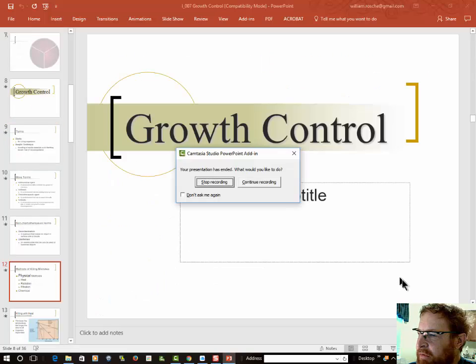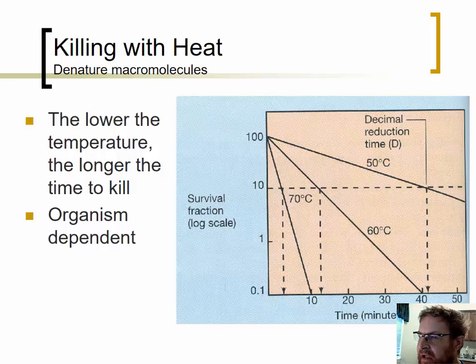Okay, we can divide the killing into a few different forms, either physical forms or chemical forms. The physical forms include heat, radiation, and filtration. The first of our methods for killing is with heat. Heat in general is a very easy way to kill things, and we'll be able to use it in a number of different ways.